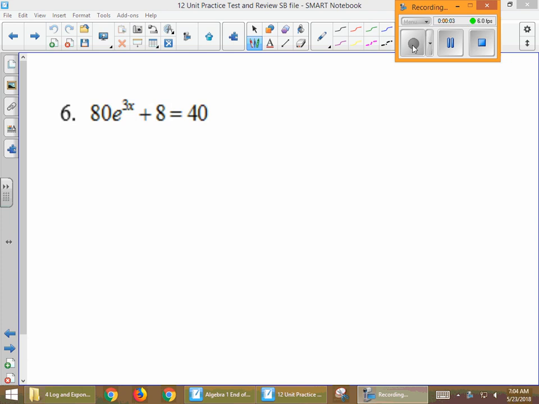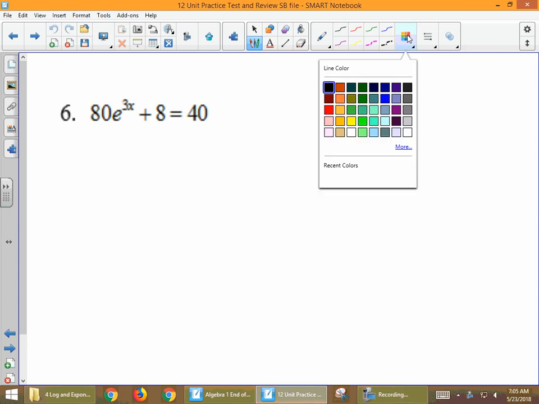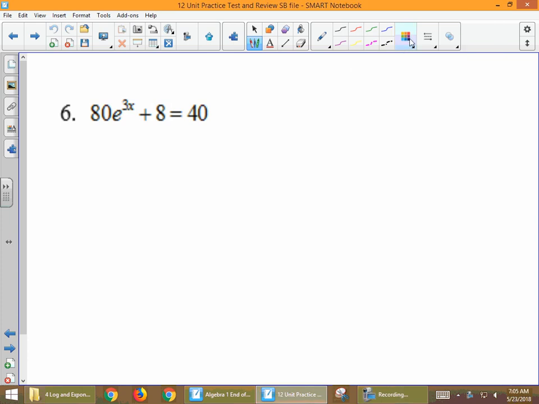All right, more exponentials. So if you have just a single exponential in your problem, your process is going to be to isolate that exponential and then take the log or ln of both sides. So e to the 3x, we're going to isolate to start. So I'm going to subtract 8.